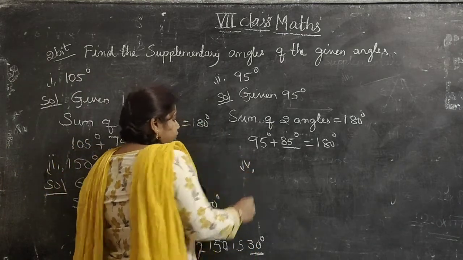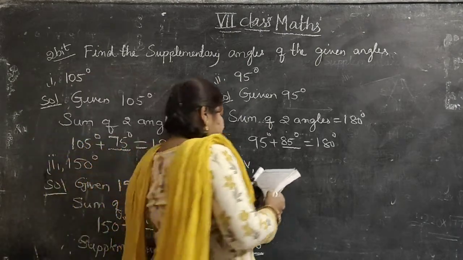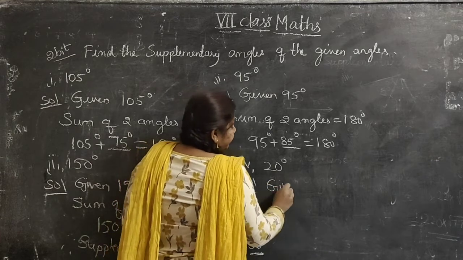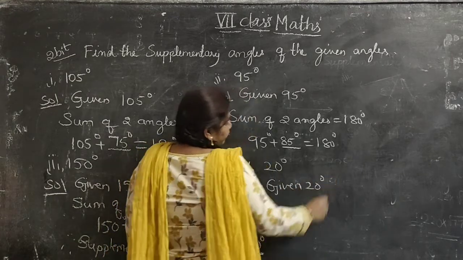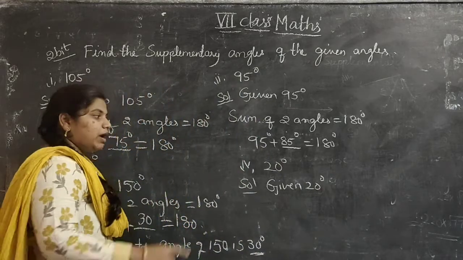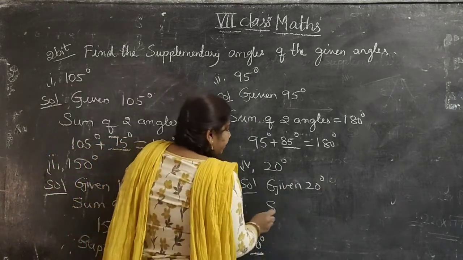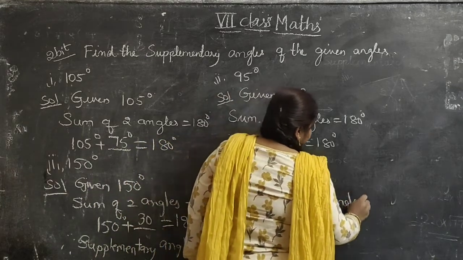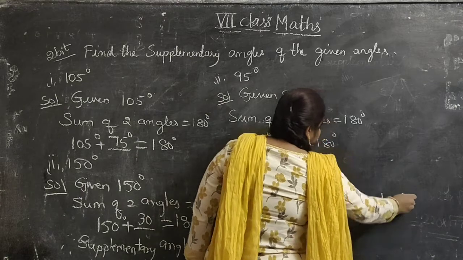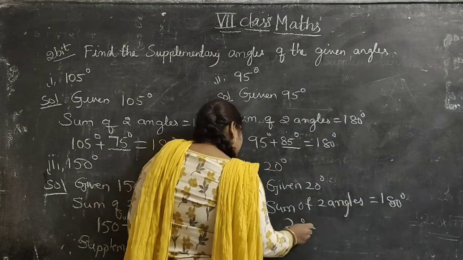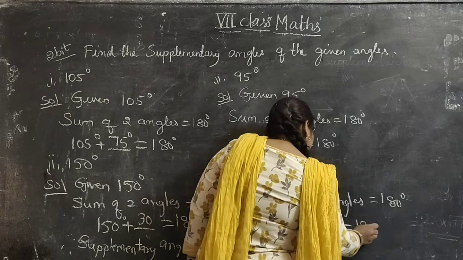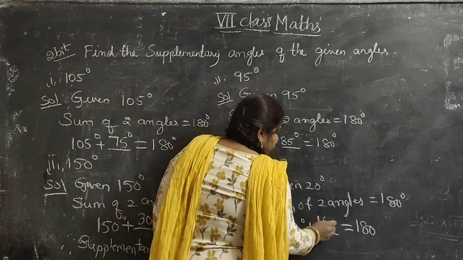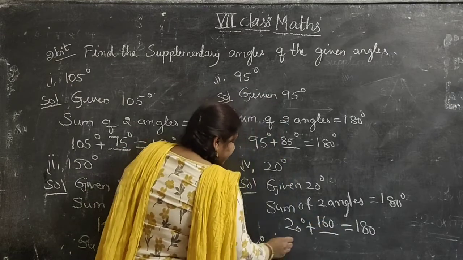So next, the fifth to fourth one. That is 20 degrees. They have given us 20 degrees. What we have to find is, for 20, how much you have to add to get 180. The sum of two angles is equal to 180, you already know that. So 20 plus how much will be equal to 180? That will be 160.